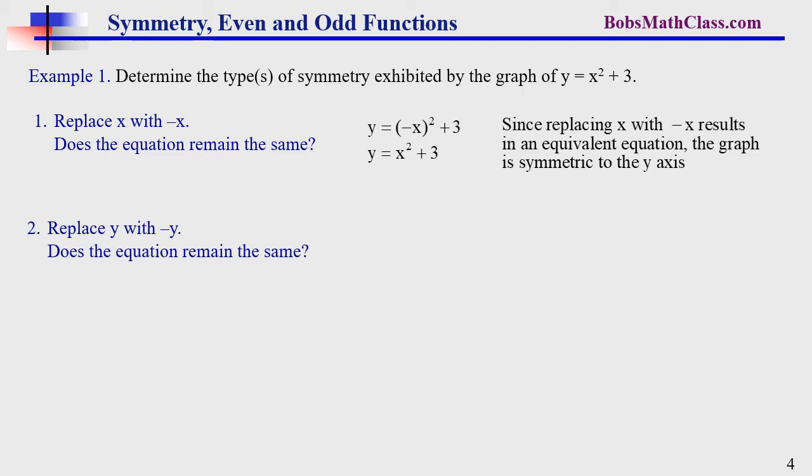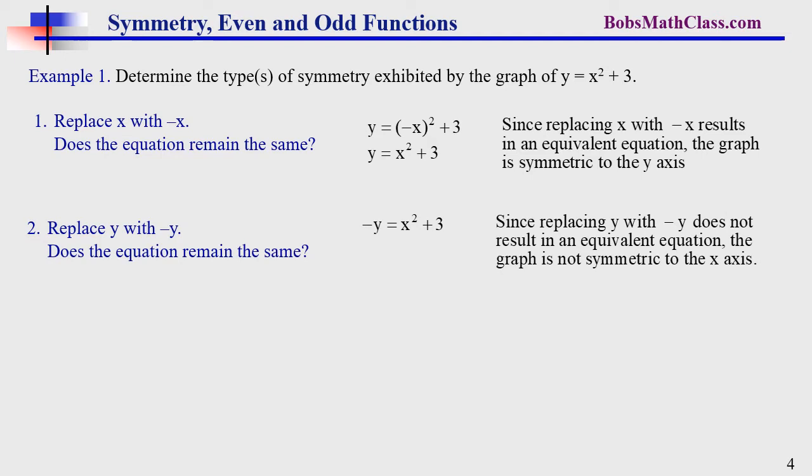All right, second test. Now we're going to replace y with negative y. So we have negative y equals x cubed plus x squared plus 3. Is that the same as the original equation? No. What if I multiply both sides by negative 1? I could get the y to be positive, but I'm going to change the other side and it'll be negative x squared minus 3. So there's no way to make this the original equation. Therefore, it's not symmetric with respect to the x-axis.